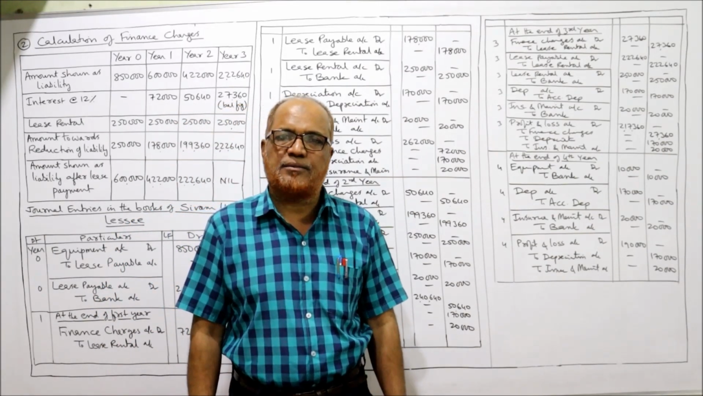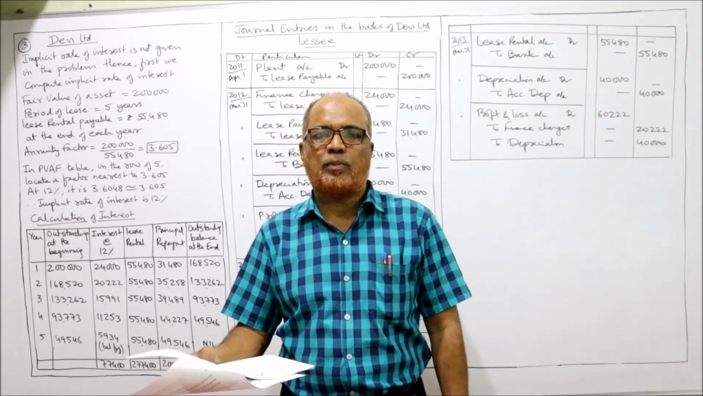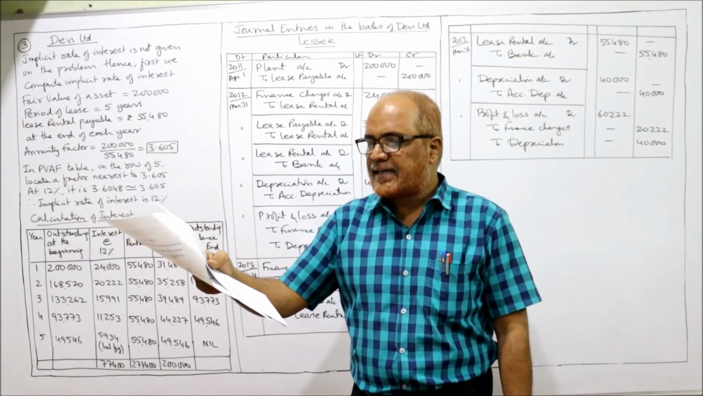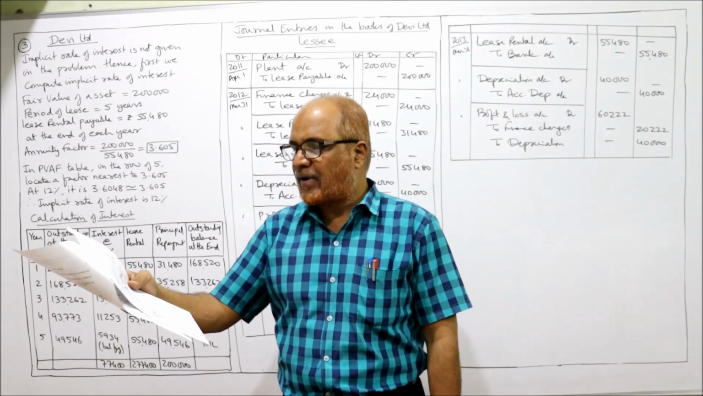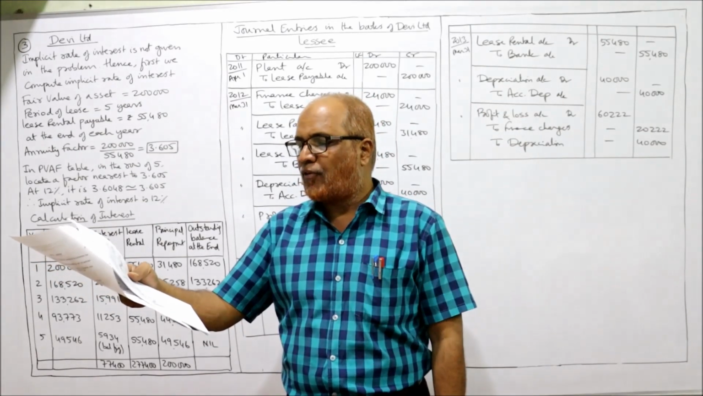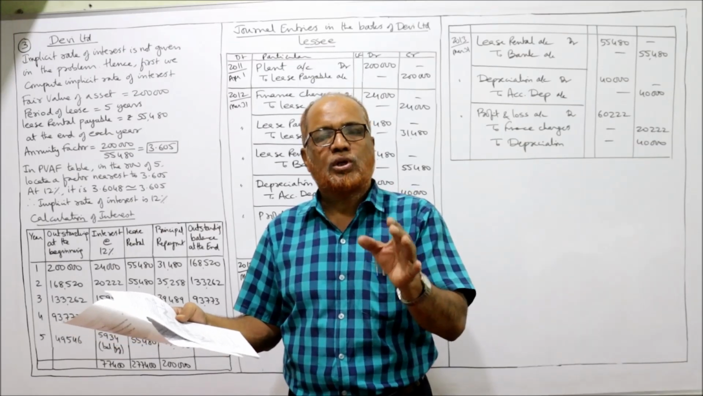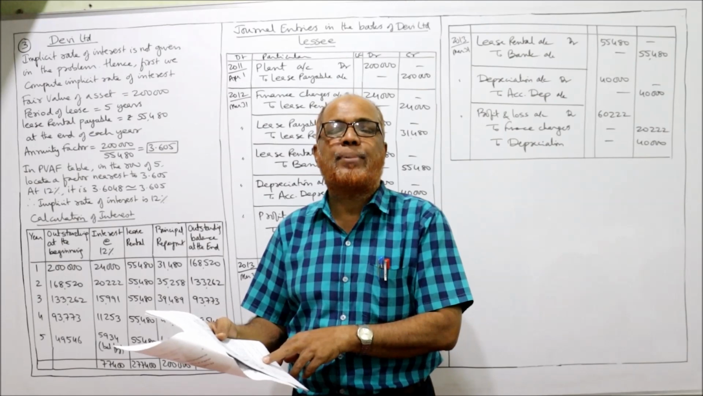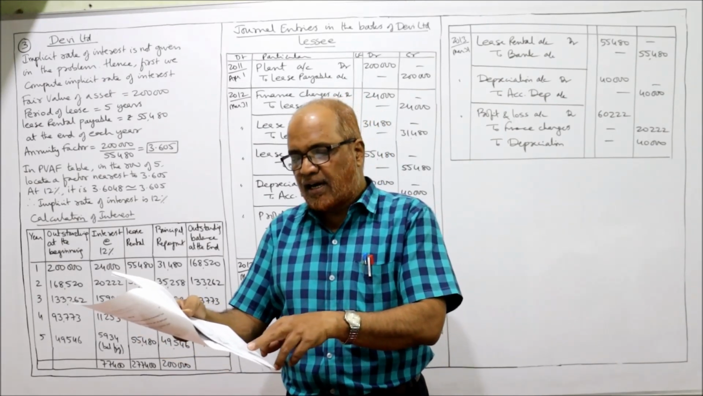Second problem completed. Now we'll start the third main problem. 2 problems we have completed. Now see the third problem. Devi Limited takes a plant on lease on 1st April 2011 from Leasing Limited. The following details are available. So Devi Limited is the lessee. They have taken a plant on lease on 1st April 2011. The lessor is Leasing Limited. The following data are available.